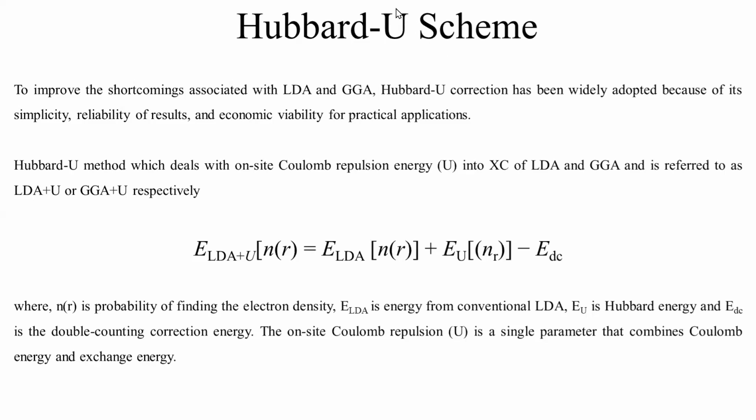I will show you when we are doing the hands-on training how we can apply, or how we can use, the Hubbard U for this system. You understand why we are using this? So to account for the distant electrons that are very far from the nucleus, that's why we are applying this correction. Exactly.